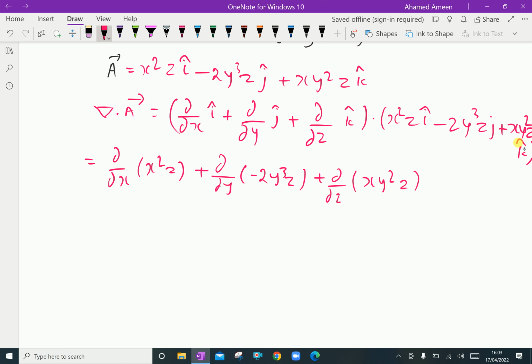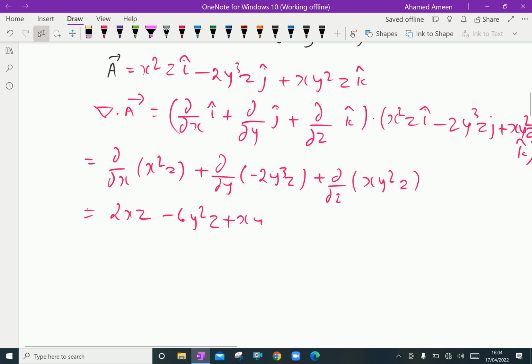Now we will find the partial derivative of this vector. Here the first is dou by dx, that is with respect to x, this differentiation is 2xz. The second one, with respect to y, is minus 6y square z, plus, with respect to z, this is x y square.